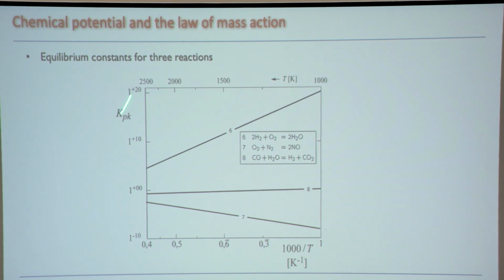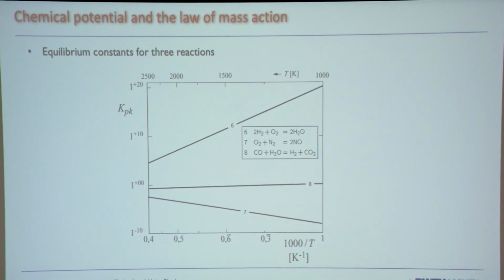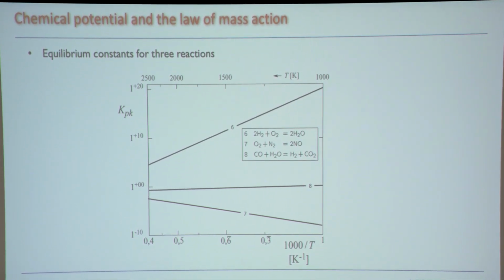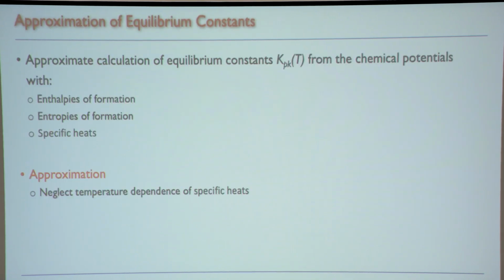So this shows Kp for a few different global reactions. For H2 plus O2 goes to H2O, and then here O2 plus N2 goes to NO. And you see these have basically the opposite temperature dependence. And then also the water gas shift reaction, CO plus H2O goes to CO2 plus H2, and that is almost independent of the temperature. This is just to show you a few examples.